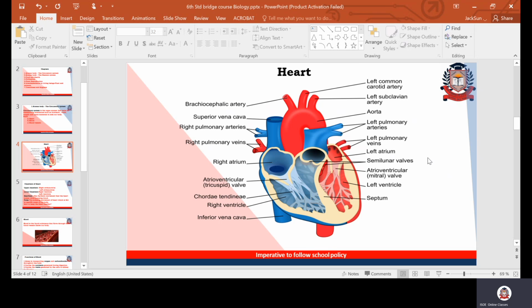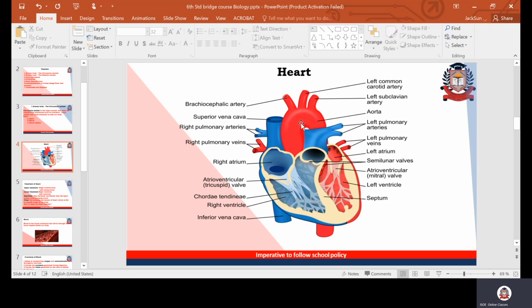Carbon dioxide is removed, the blood is becoming oxygen rich blood, and it is coming back to the left atrium through pulmonary veins. Through pulmonary vein it is reaching the left atrium, and from there it is reaching the left ventricle. Left ventricle is the chamber from where the blood is pumped to different parts of the body through aorta. Aorta is the main artery which is carrying blood from the heart to different parts of the body. That means it will be the oxygenated blood.